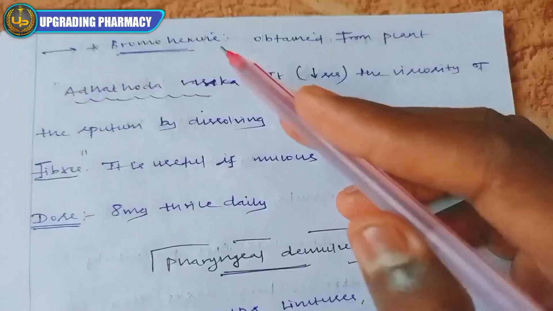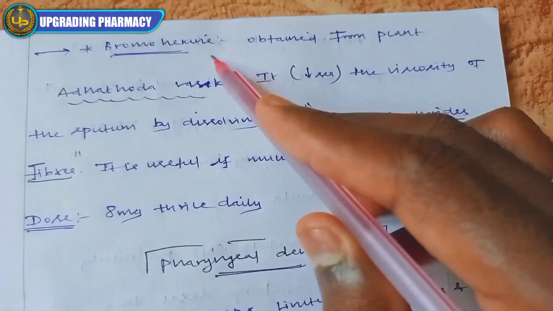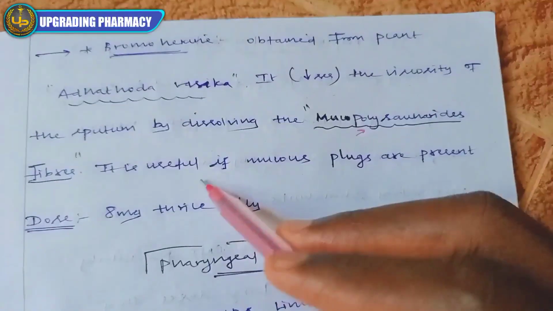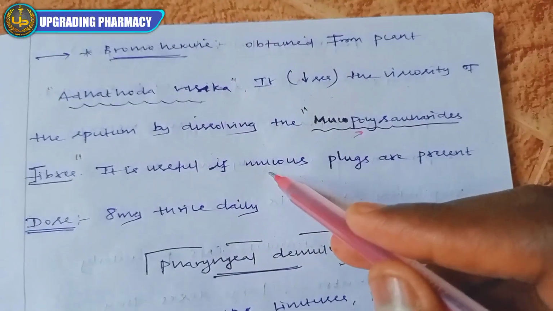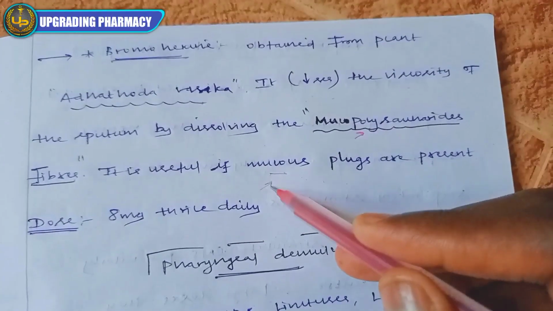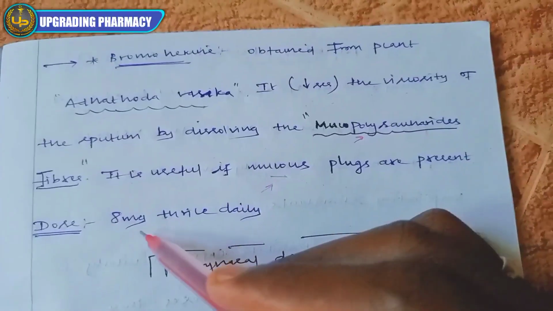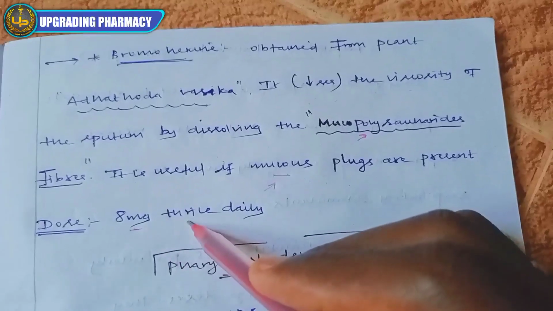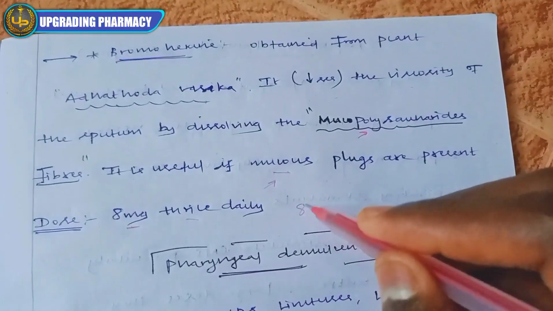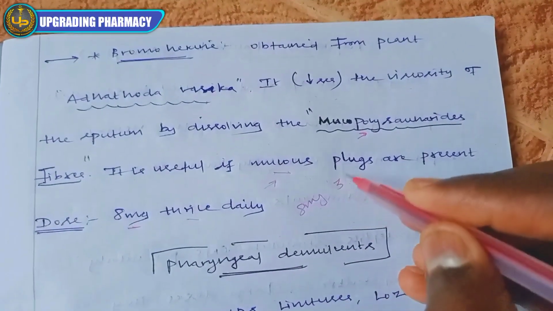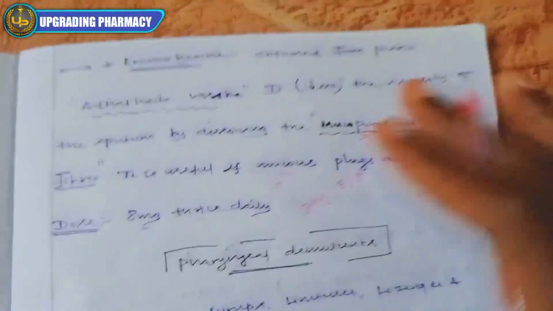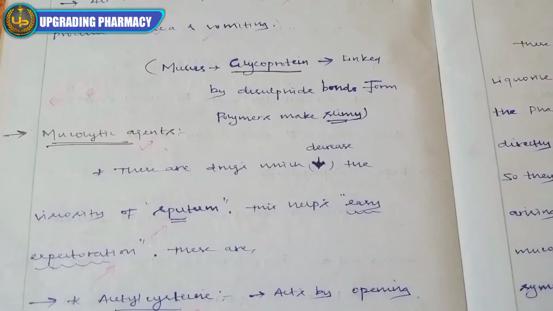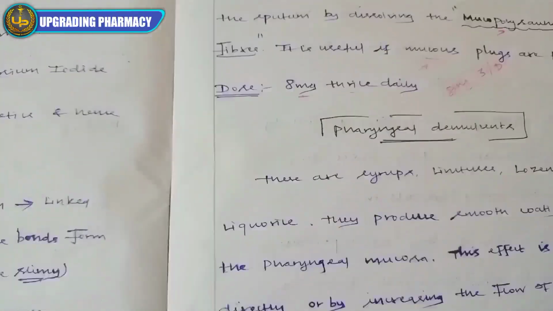Bromhexine acts as an expectorant. It is useful if mucus plugs are present. If mucus plugs are present, then bromhexine will be successful. The dose is 8 mg three times a day. That is the dose of bromhexine. So this is an expectorant and mucolytic agent.